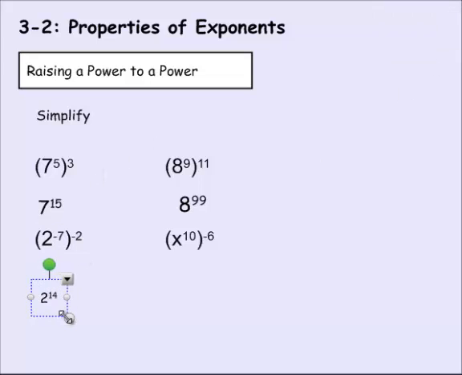Then we have x to the 10th times x to the negative 6th. So if we're going to multiply these, a positive and a negative, that makes x to the negative 60th for our answer for that.